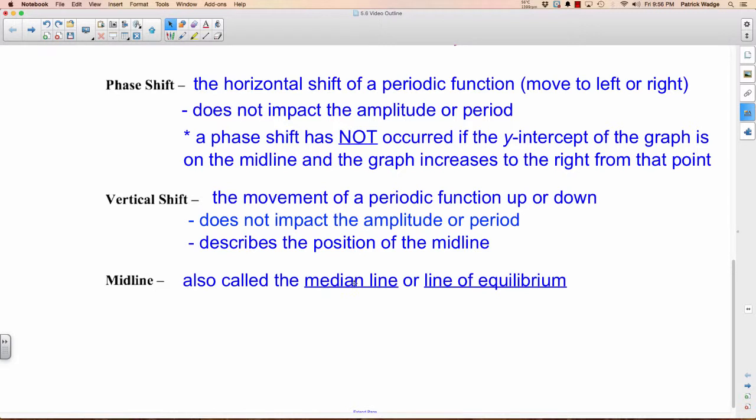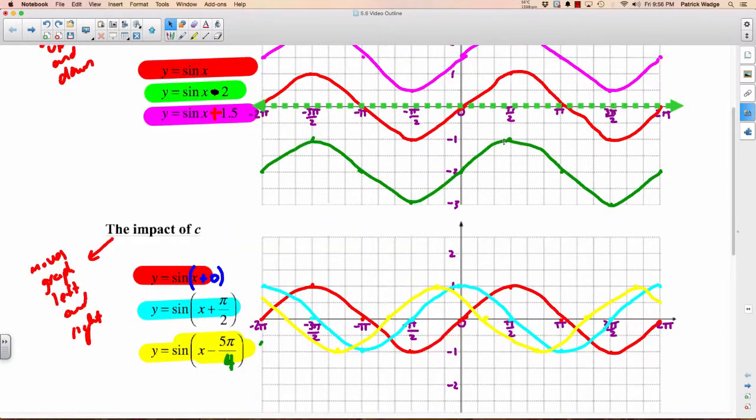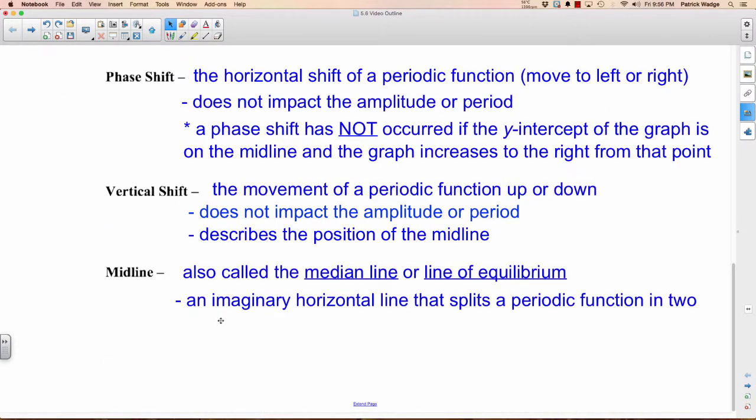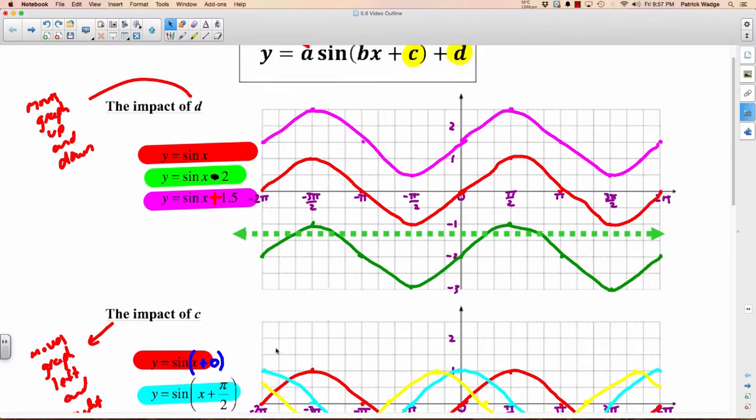The midline is also called the median line or the line of equilibrium, and it's an imaginary horizontal line that splits a periodic function in two. This is the thing that I've been moving up and down, so it's kind of weird I'm talking about it last because we've already been talking about it. And there's a formula to figure it out. D, because remember the vertical shift describes the midline, is equal to the maximum plus the minimum divided by 2.